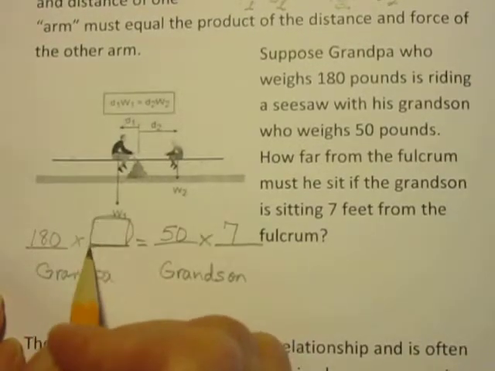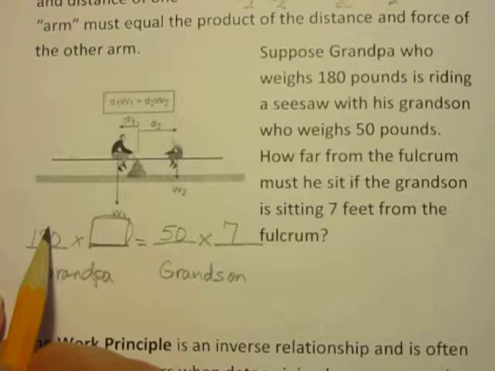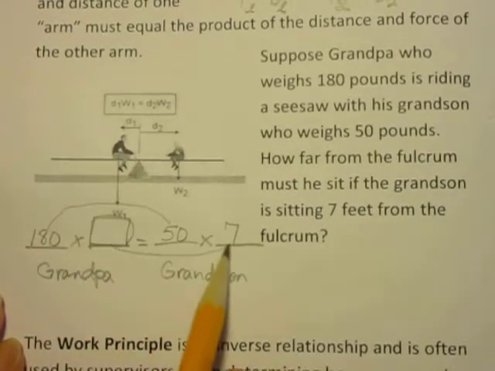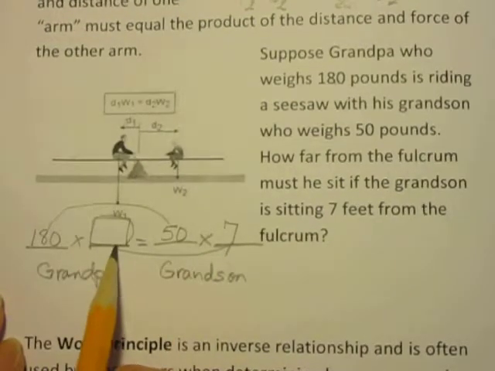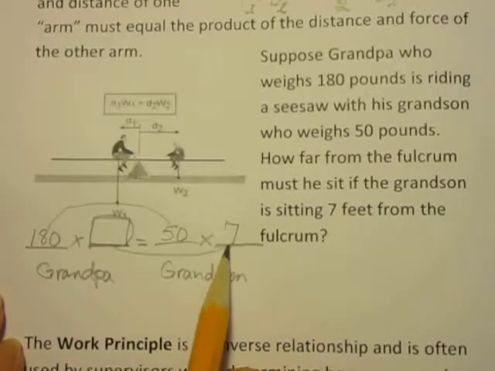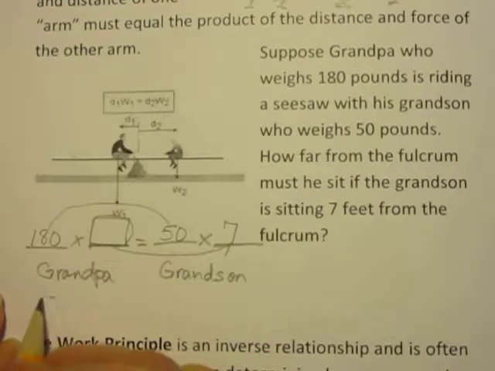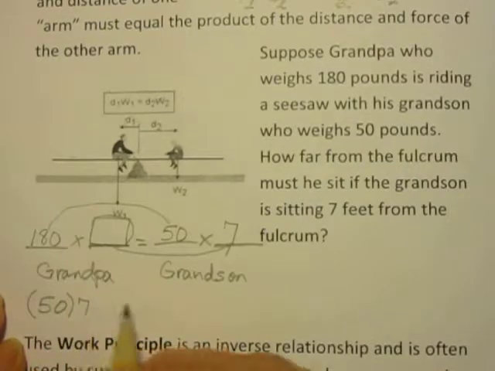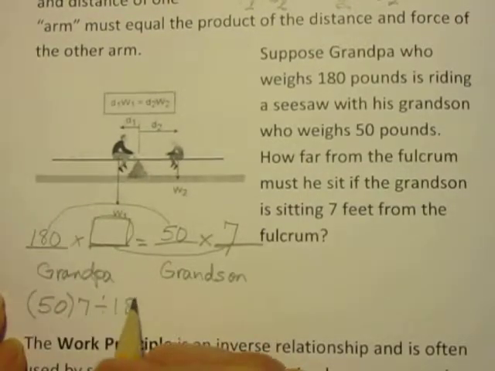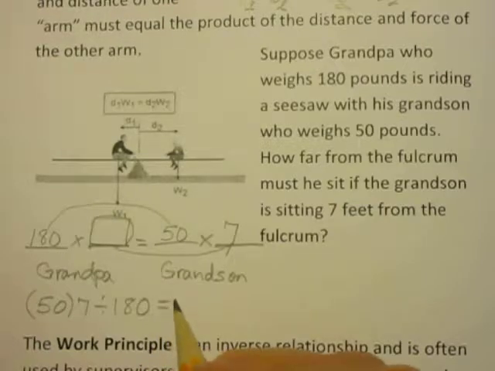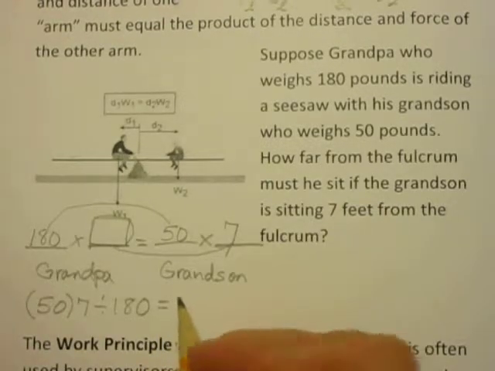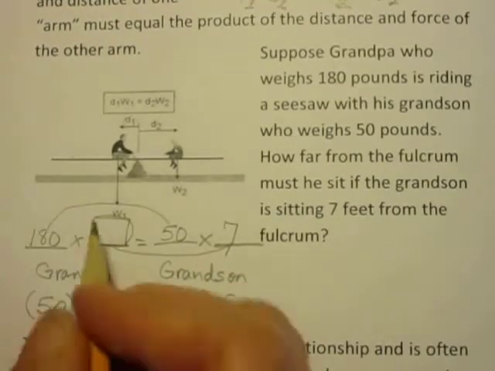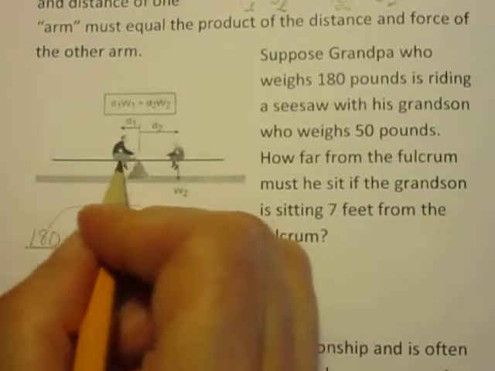So I want you to catch here that grandpa's weight is definitely greater, so he's going to have to sit much closer to maintain balance. You're going to go to your calculator and multiply the two numbers that we have together, 50 times 7, and then divide by the 180. That should give us, I believe, about 1.9 feet. So grandpa's going to have to sit pretty close, almost 2 feet between grandpa and the fulcrum.